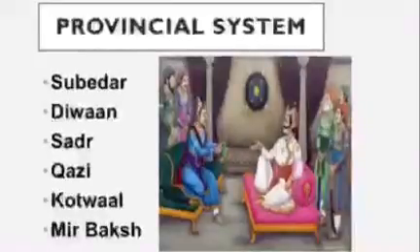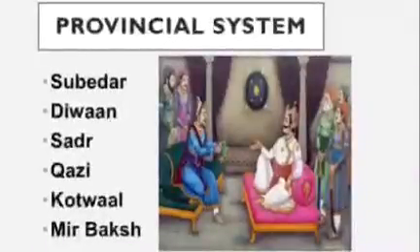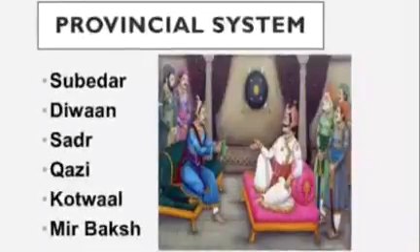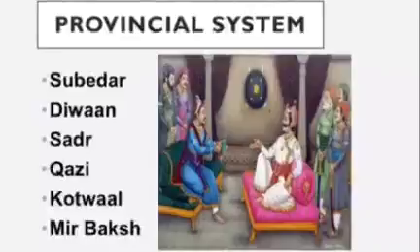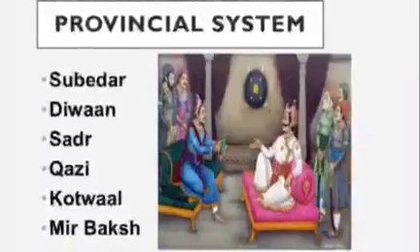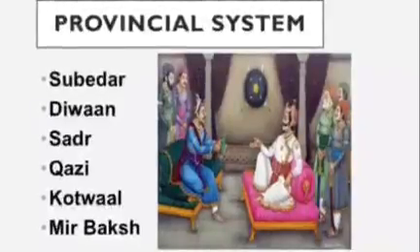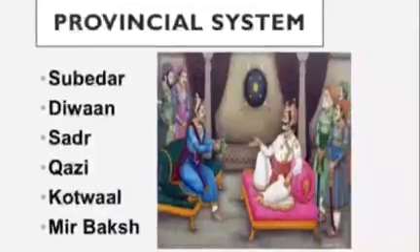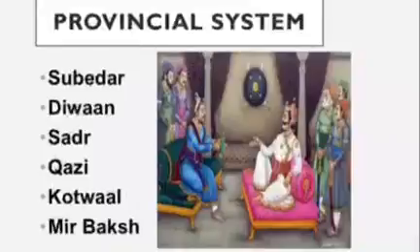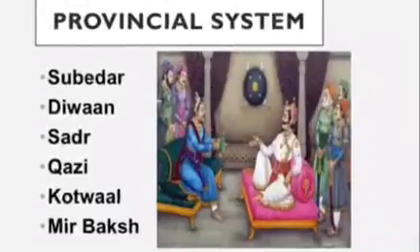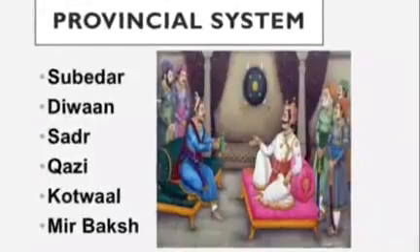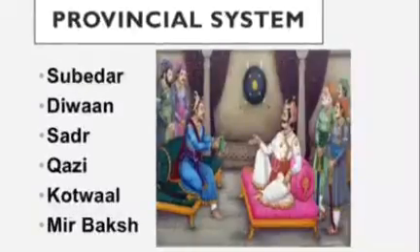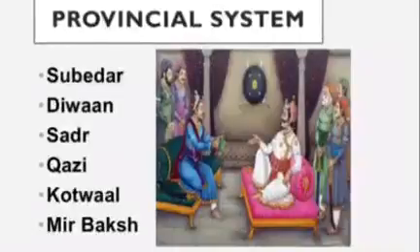I mean, for the provincial administration, Mughal Emperor Akbar hired a few officials or employees, you can say, who worked day and night for the prosperity of the administration system. So these officials were, first, the Subedar. He was the overall in charge of the provincial development. I mean, for the whole Suba's development, he was the overall in charge.